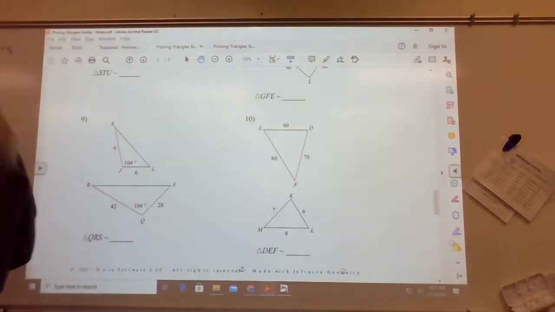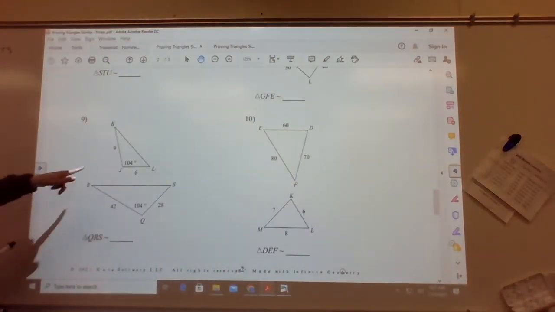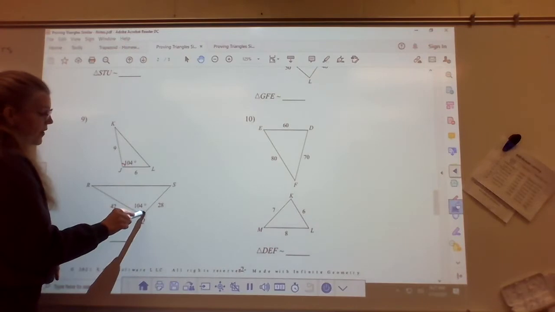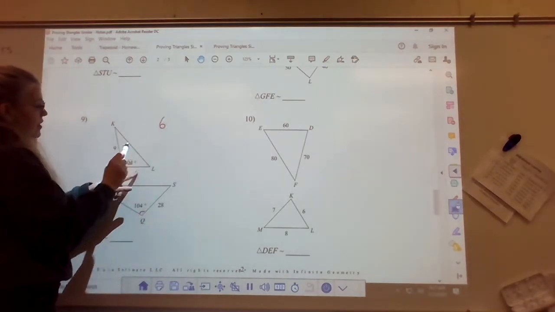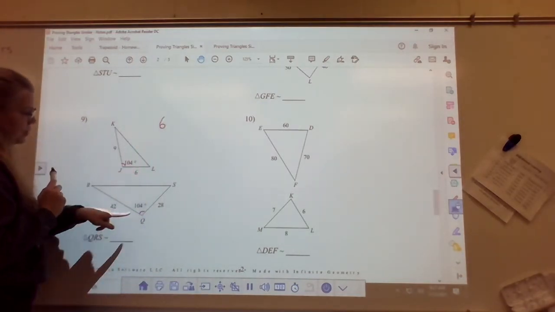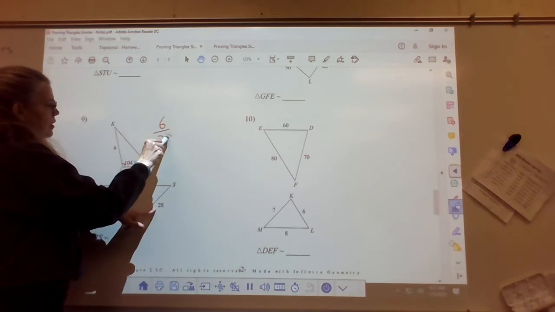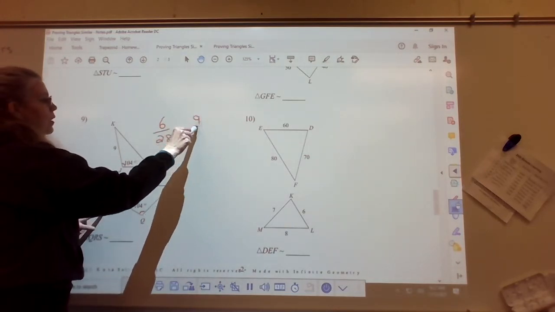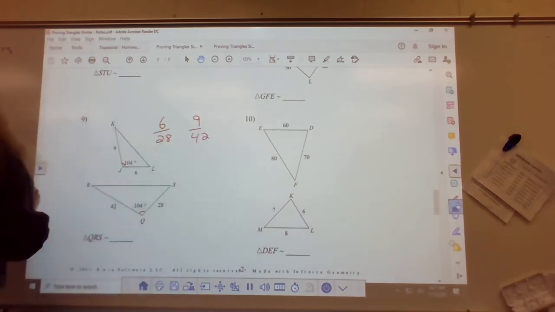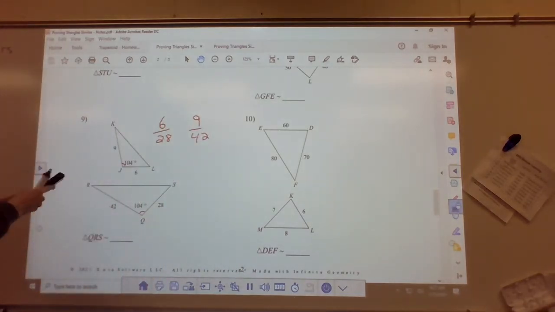Nine and 10. Well, I have an angle. And that's my only angle. So if it's going to work, it's going to work by side, angle, side. So I've got my 6. That's the smallest of these two numbers. I've got my 28. That's the smallest of these two. And then 9 over 42. There's my ratios. Go ahead and check them.